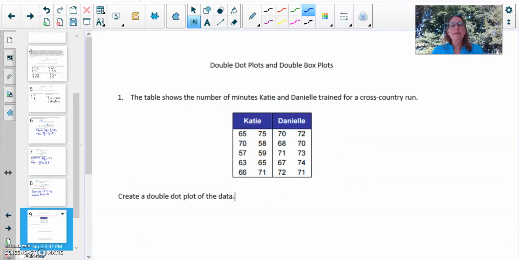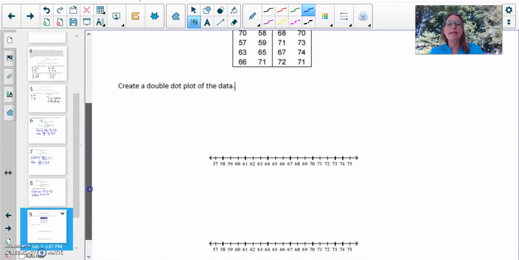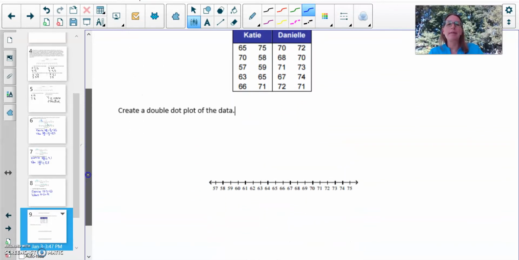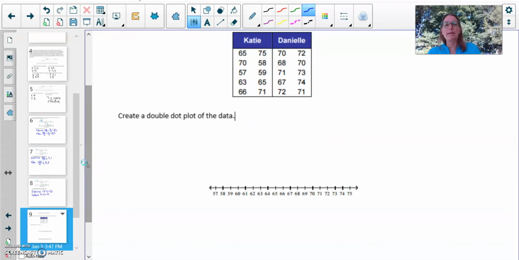The table shows the number of minutes Katie and Danielle trained for a cross-country run. Create a double dot plot of the data. Okay, so it's nice. We already have the number lines there for us. So now we have to work on plotting our points. So I'm going to use my first graph for Katie. Okay, and for a dot plot, remember I put each data value as a point.